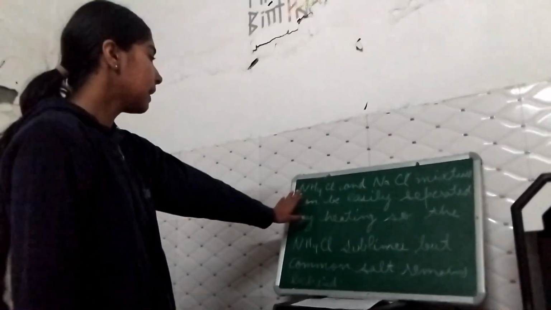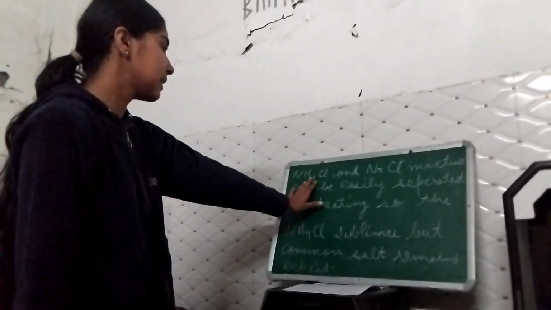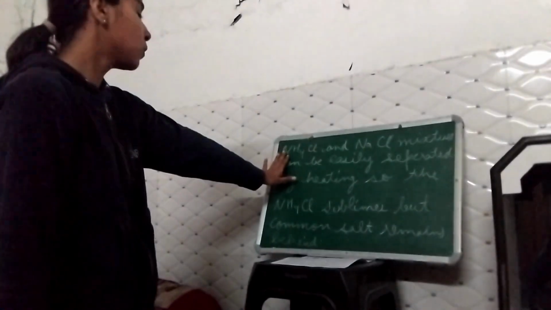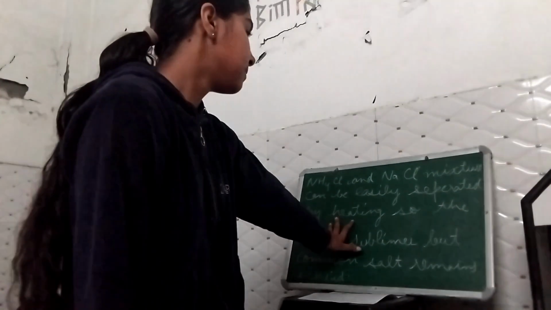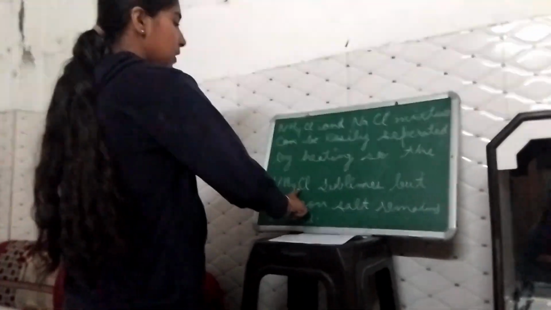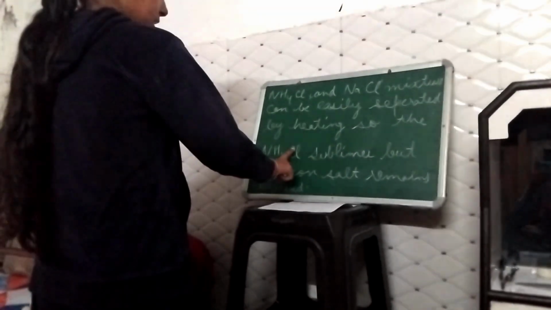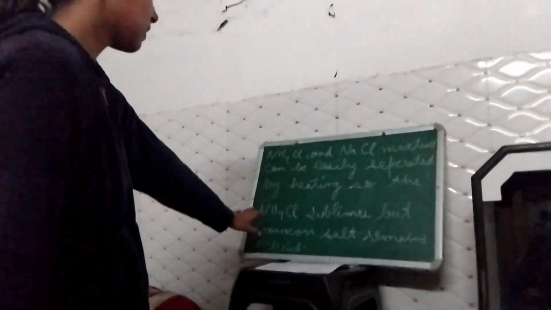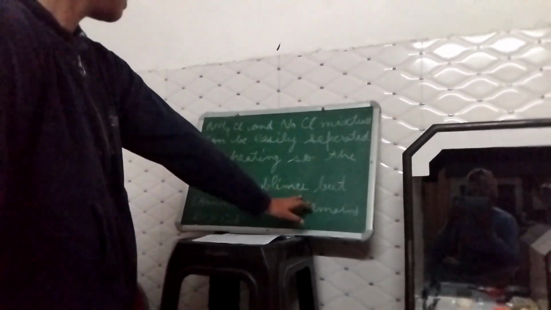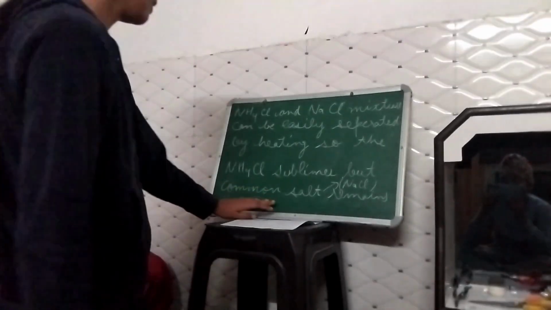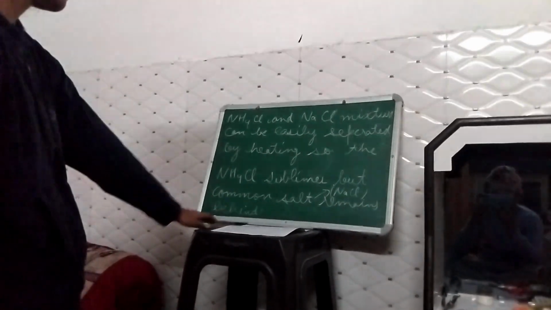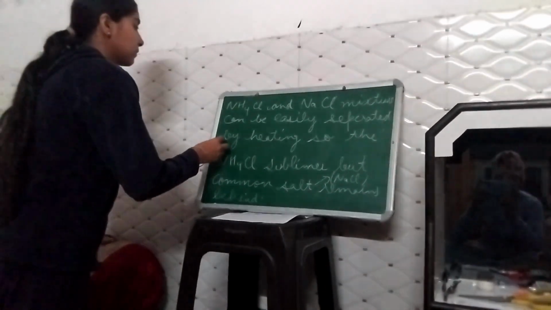So this is the example of sublimation: the mixture of NH4Cl and NaCl, that is ammonium chloride and common salt, can be easily separated when we heat them. On heating, the NH4Cl will sublime, a direct change from gas to solid, and the common salt, NaCl, remains behind there. So now we will start with the next topic.